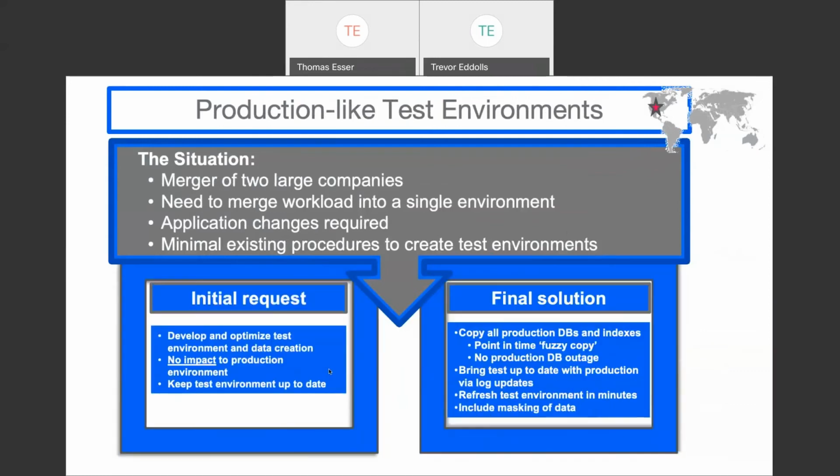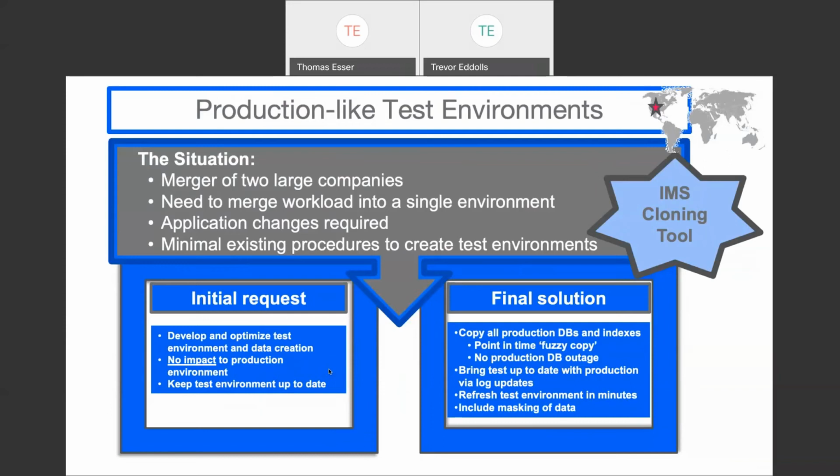Here you can read another example, for the cloning tool. In this example, the situation was that two large companies were merging. They needed to merge the workload into a single environment. And they knew that some application changes were required. The initial request was to develop and optimize the test environment with data creation. All this should be done without an impact to the production environment. And the other requirement was to keep the test environment up to date.